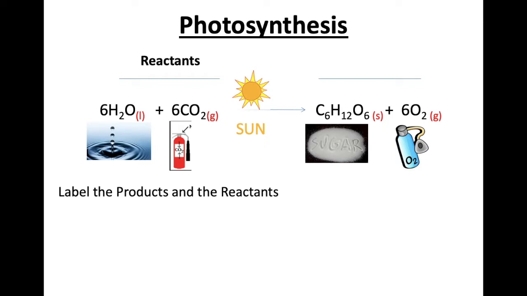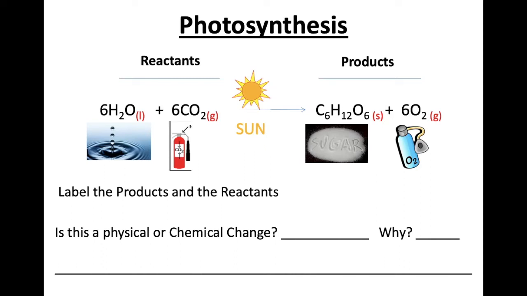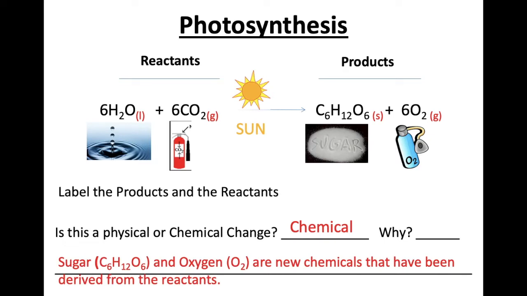We have our reactants here on the left and our products on the right. This is a chemical equation that's showing a chemical reaction. How do we tell if this reaction is physical or chemical? Well, we can look at the properties of the matter that's involved. Did the actual chemical formulas change? If they did, it is a chemical reaction, just like you are seeing right here. CO2 is no longer CO2 in the products. You see C6H12O6, which represents sugar. And so now sugar and oxygen are new chemicals that are being derived from the reactants used to make them.